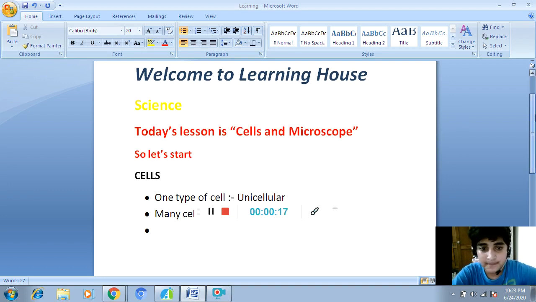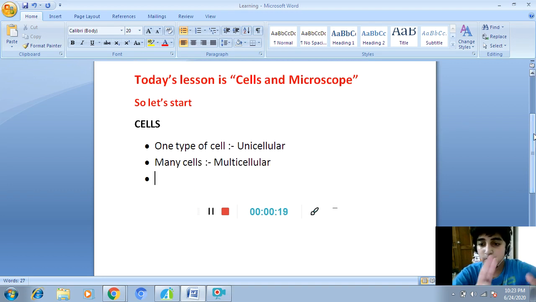So let's start. Now cells are divided into two main groups. One type is organisms that have only one cell, for example the microorganisms, known as unicellular. For example, amoeba, paramecium, bacterium. And organisms that have many cells are known as multicellular organisms, such as human beings, animals like frog, lion, etc. These are the two main types.